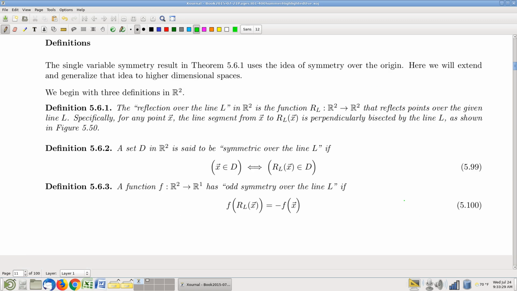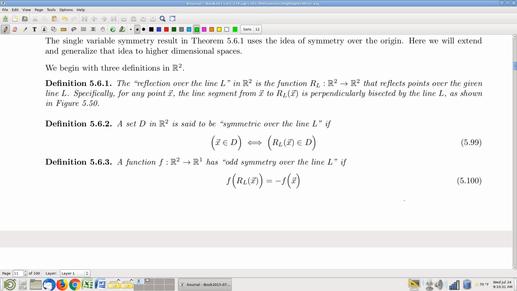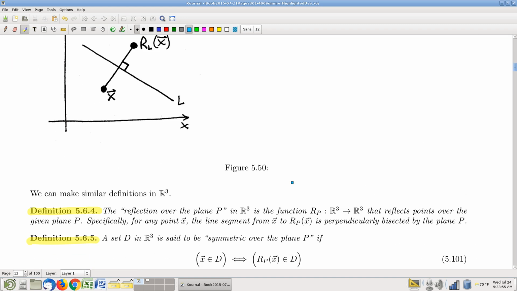So that being said, the generalization becomes that a function on R2 has odd symmetry over the line if when you plug in the reflection of a given input point, you get the negative value of the function. So with these definitions in mind, let me not get ahead of myself.